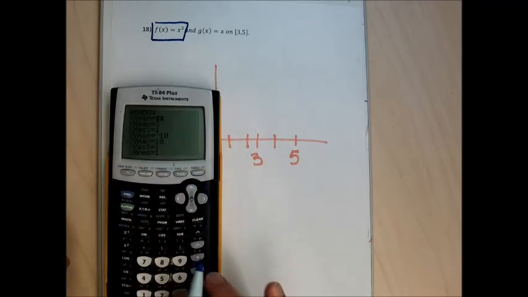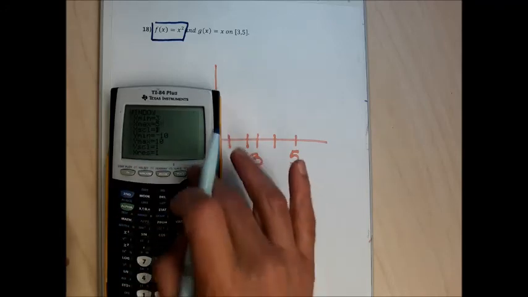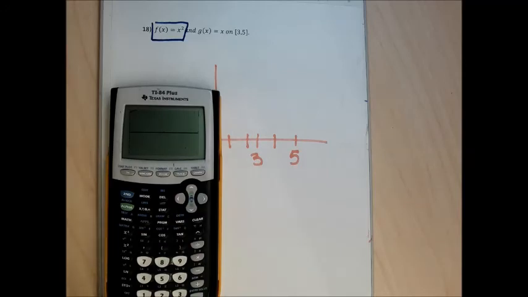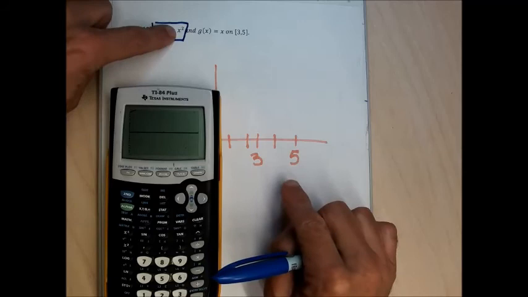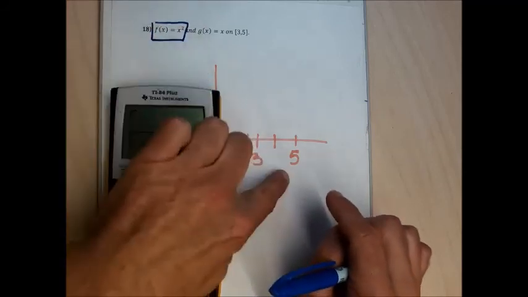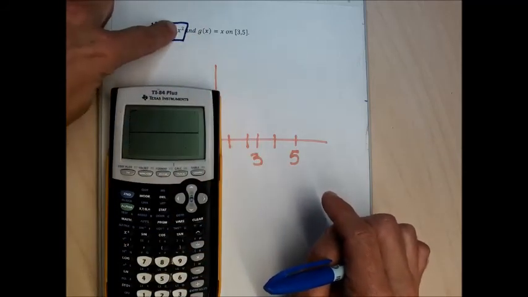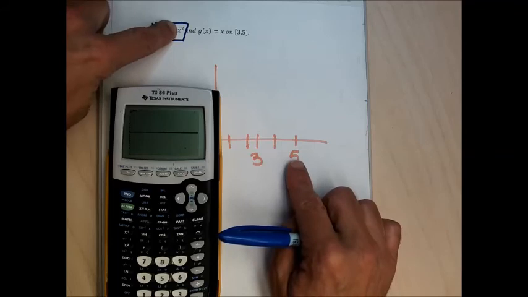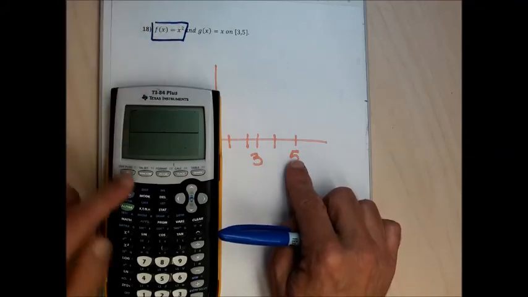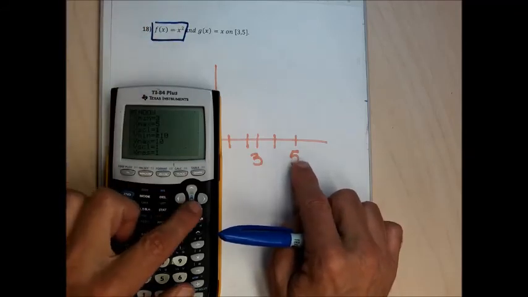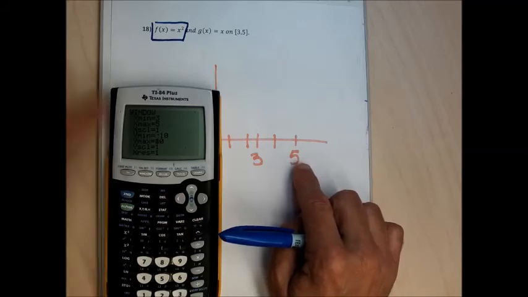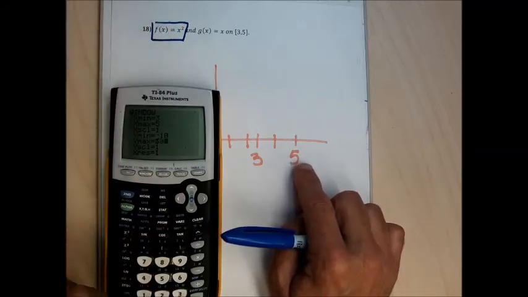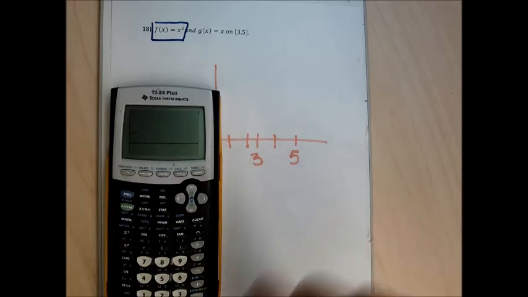So I'm going to go y equals x squared, window x min 3, x max 5, graph it, and I can't see the top of the graph because if you plug 3 in for x, 3 squared is 9. If I plug 5 in for x, 5 squared is 25. My y min and y max might need to be tweaked. My y max needs to at least go to 25 because 5 squared is 25.